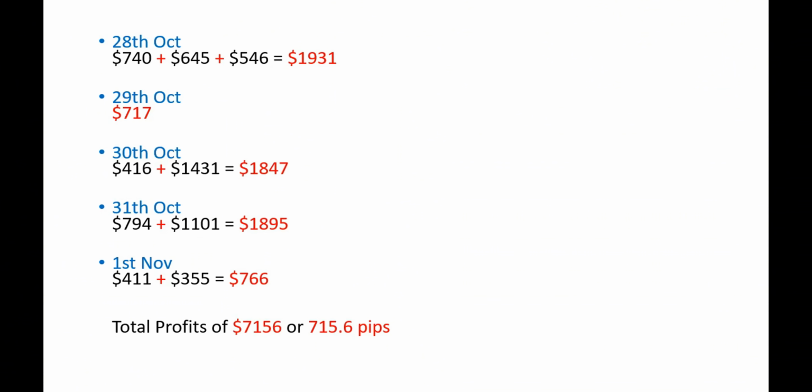So overall result: on the 28th of October, we made about $1,931. 29th of October, $717 in profit. 30th of October, about $1,847 in profit. 31st of October, $1,895 in profit. And 1st of November is $766 in profit. Total, we sum together is $7,156 or 715.6 pips. So we hope that you guys have seen that the Novak system does work, and if you follow the SOP correctly, you may experience the same result.